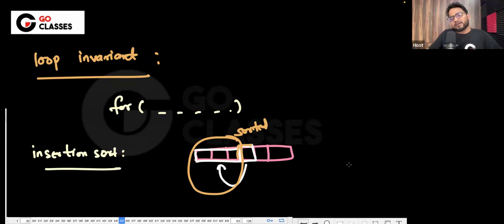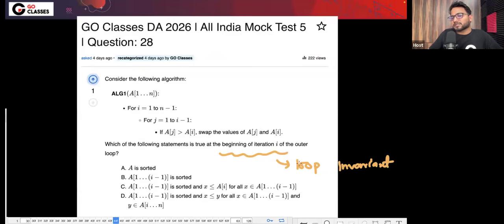I mean, this is called loop invariant. You don't have to know much about this to solve this question, but I'm just telling you that there is a topic called loop invariant, and this particular question is related to it. Which of the following statements is true at the beginning of iteration i? Which means at the beginning of the ith iteration, before you start executing the inner loop, for the outer loop they're asking the loop invariant.